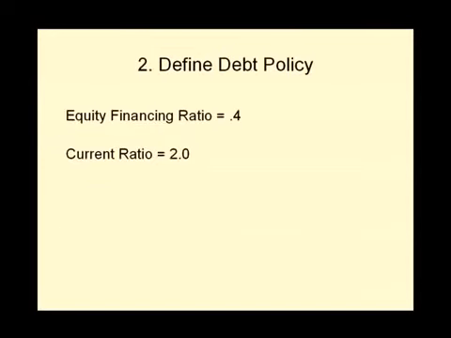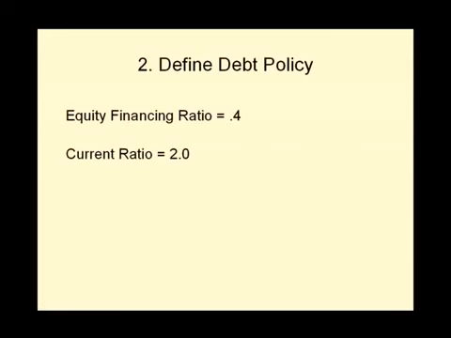The second step in the financial planning process is to define the firm's debt policy. Now, we spent a lot of time in some previous sessions on the determinants of the optimal debt financing and equity financing ratios for the firm. So I won't go back over that ground here. Let's just say, as an example that we're going to be carrying through in developing a financial plan, that the firm determines that its optimal equity financing ratio is 0.4.